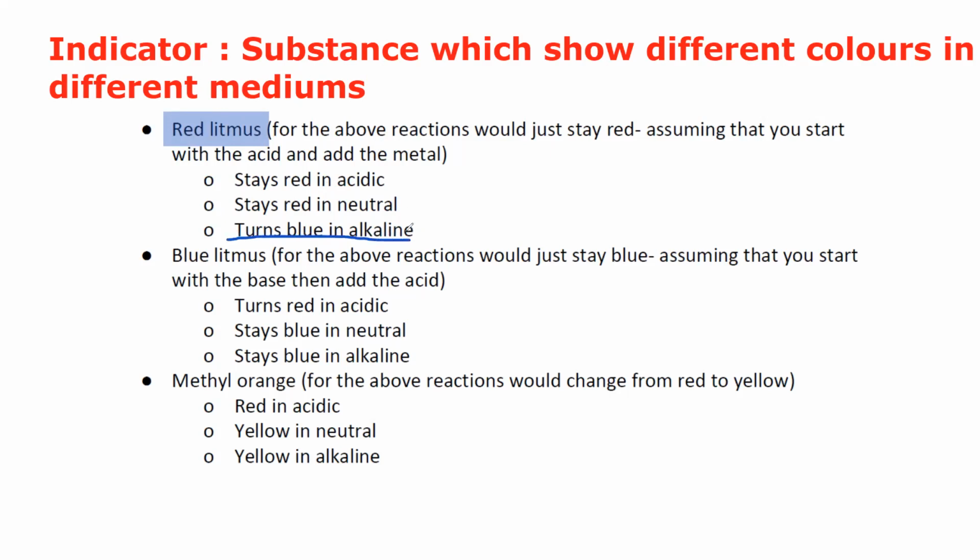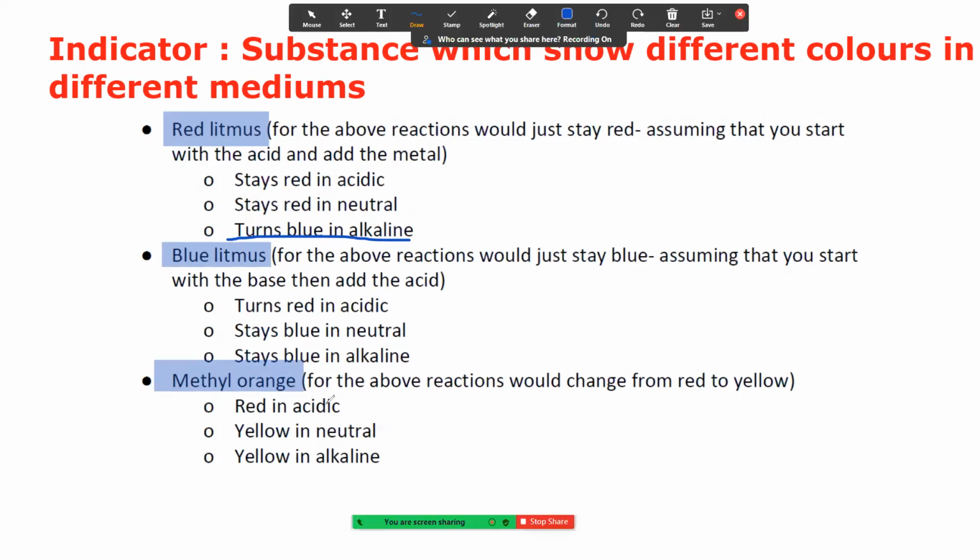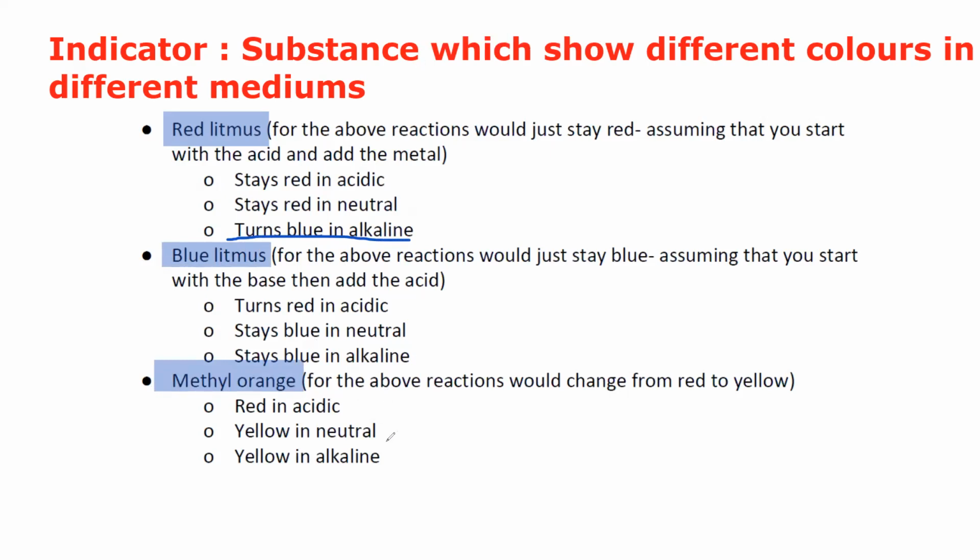The indicator will show a color change. But if we use a blue litmus, what will happen? It will turn red in acidic, but in neutral or alkaline, it will remain blue. And if we have methyl orange, it will be red in acidic, yellow in neutral, and yellow in alkaline. So these are three main indicators which you have to learn.